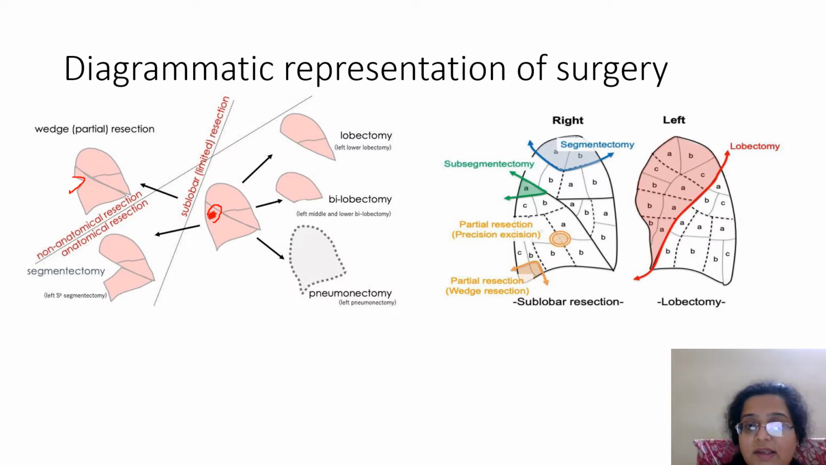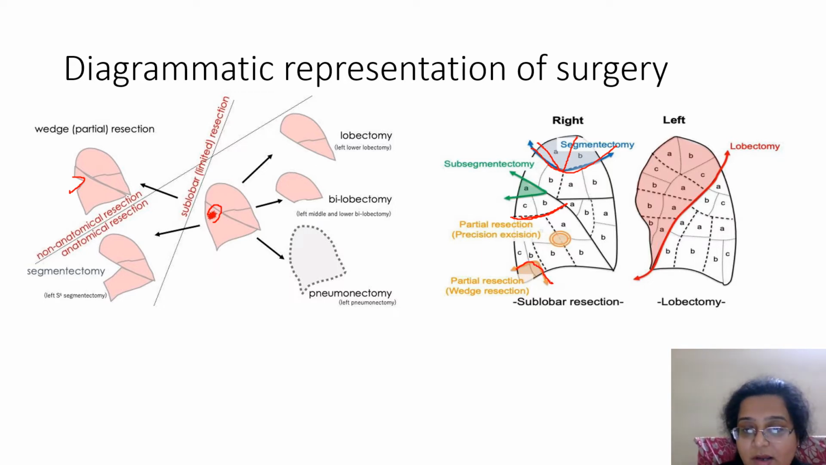Then all these A, B, C you see in both sides, these are segments. See this A and B, if both removed together is segmentectomy. Only one smaller part of a segment removed is subsegmentectomy. Then there's partial resection, I think this line. Okay, and this, see, the entire segment has not been removed. Part of both the segments have been removed.